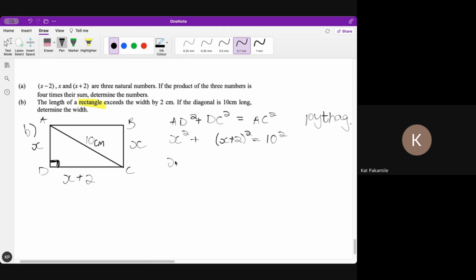Okay, so x squared plus, let's see if we can do this without drawing two brackets. What will my first term be? It will be an x times x, which is x squared plus, what's the second term going to be?